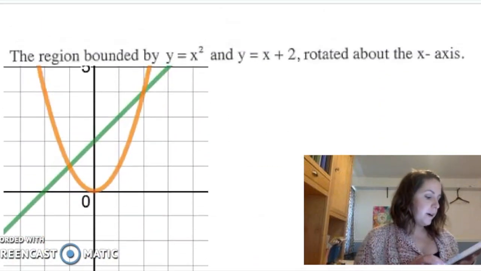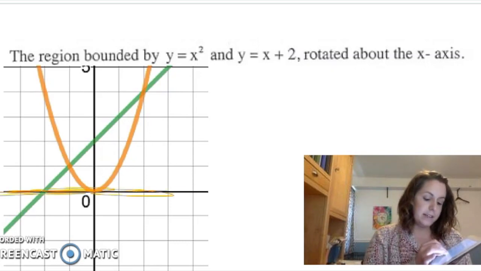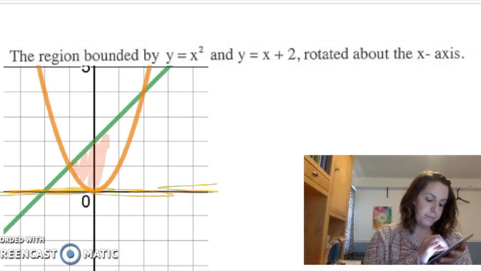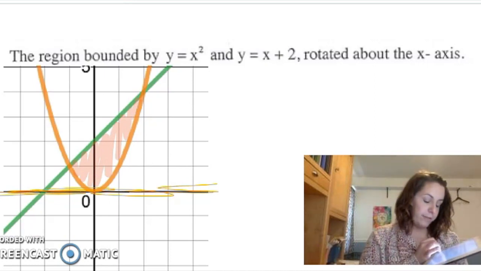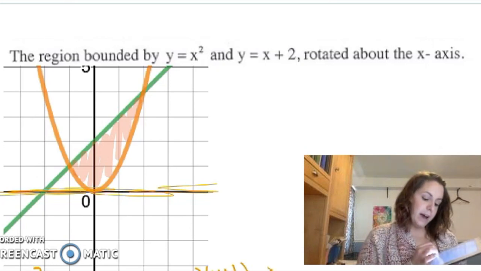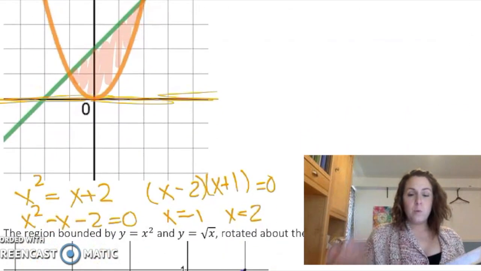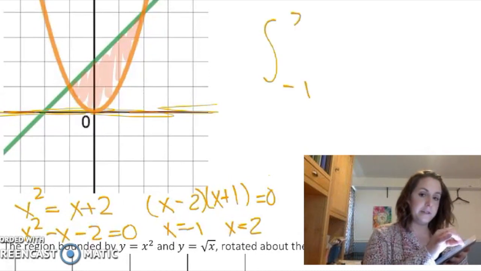All right, let's look at the next one. We're going to rotate this one around the x-axis again. So we're going around this axis and I'm rotating this region. And so let's start by finding our intersections. We can guess where they are, but we can also confirm that. Let's set these equal to each other, right? And so I get x squared minus x minus 2 equals 0, which gives me (x minus 2)(x plus 1) equals 0. So x equals negative 1 and x equals 2, which seems to be where they look like they are from the graph. So I know I'm definitely going to be integrating from negative 1 to 2.